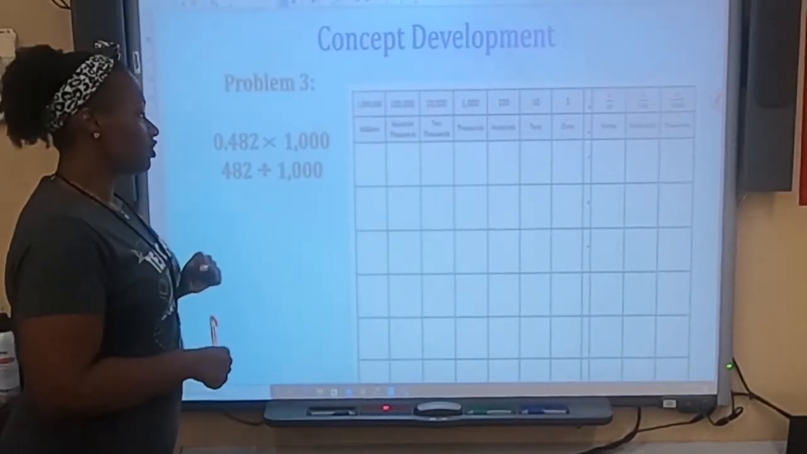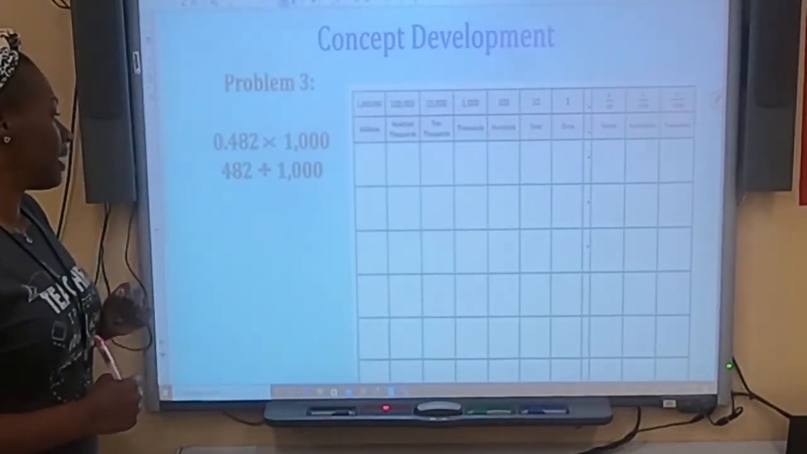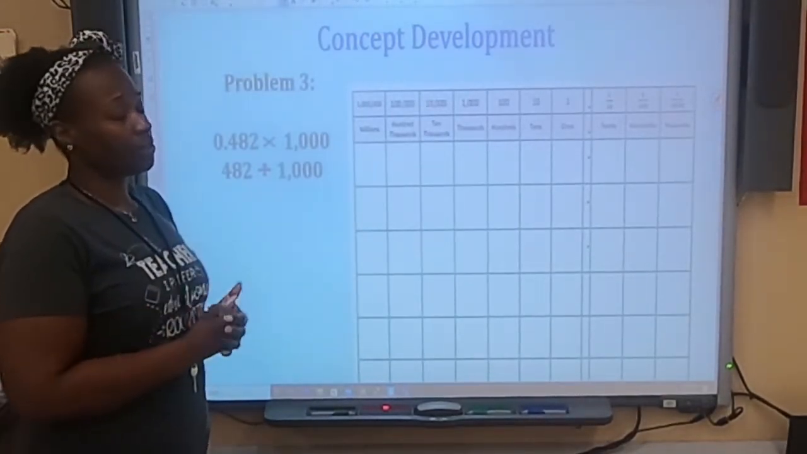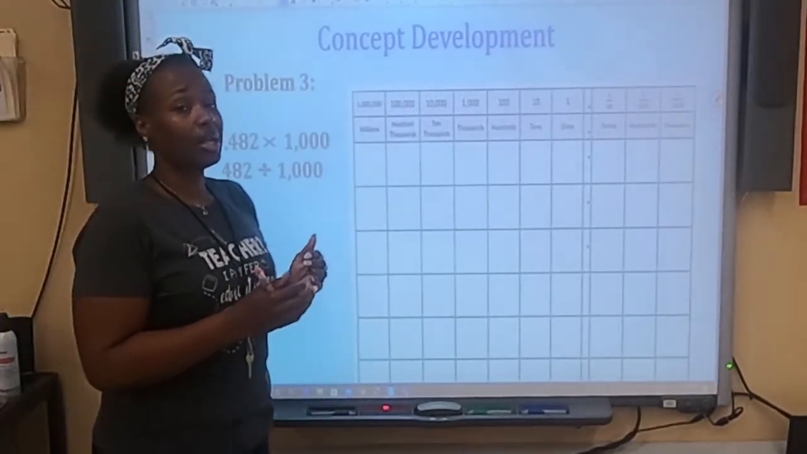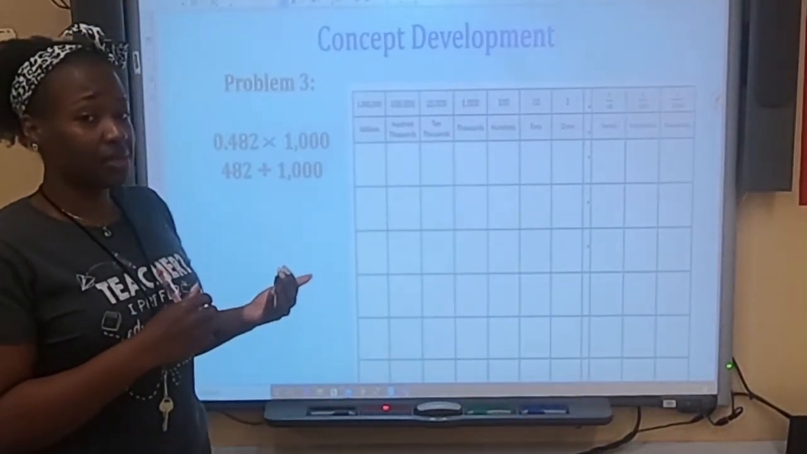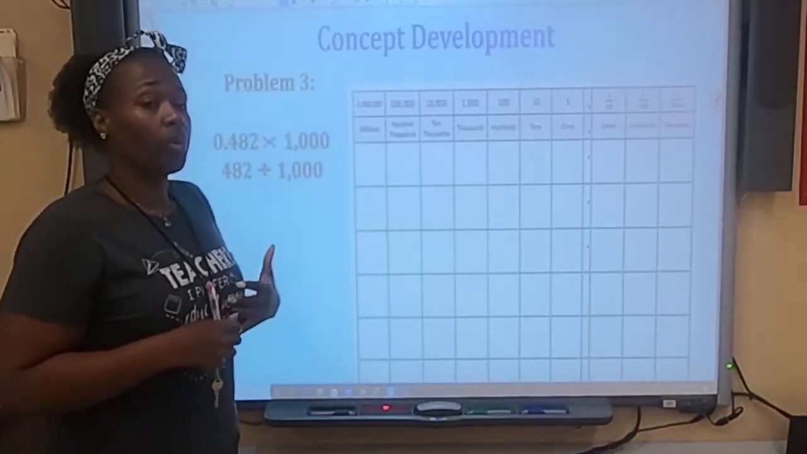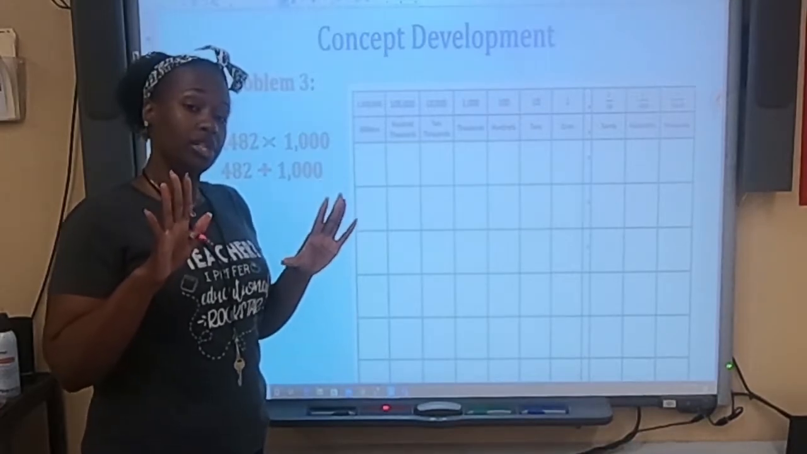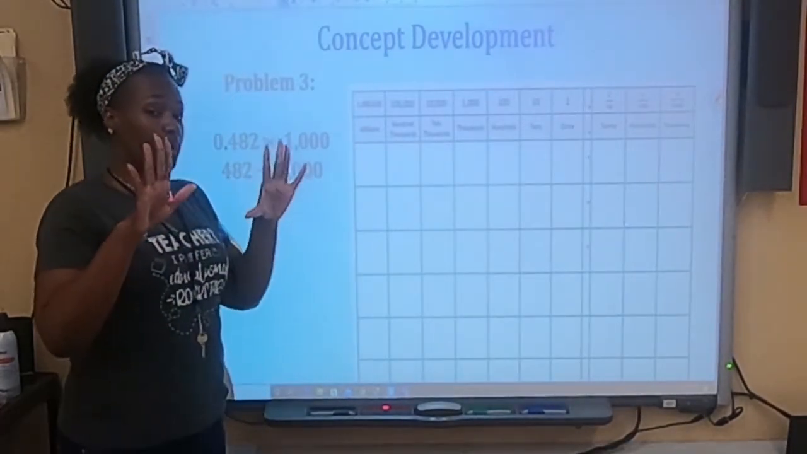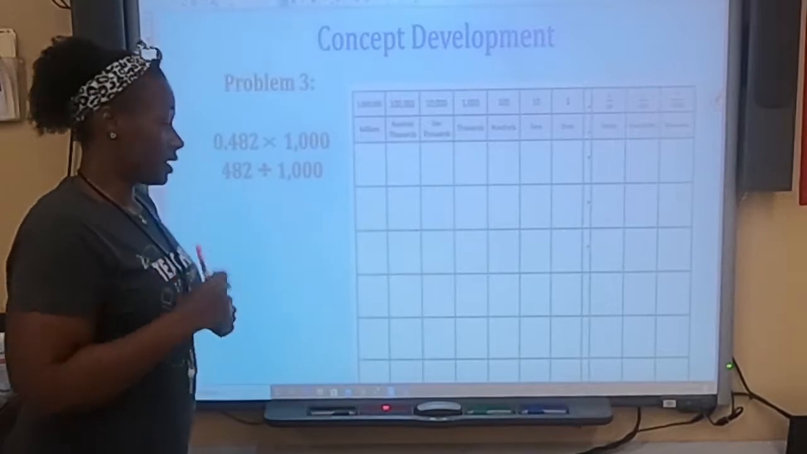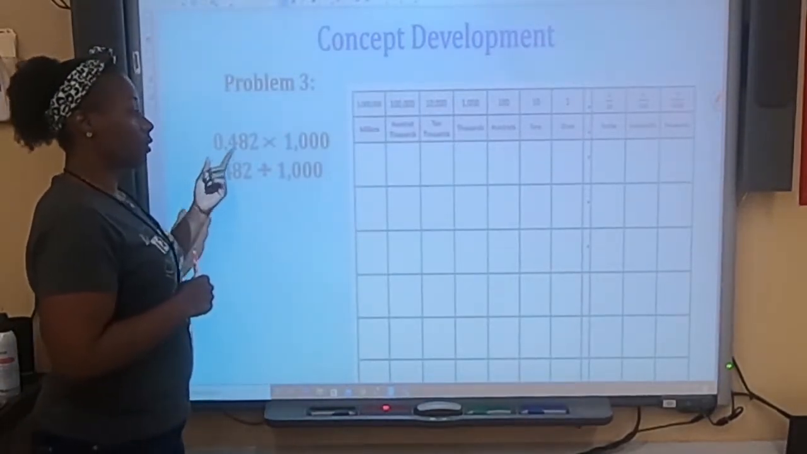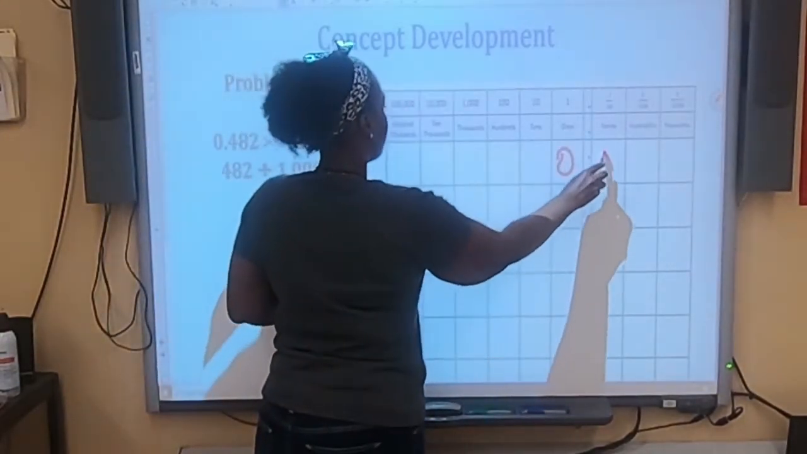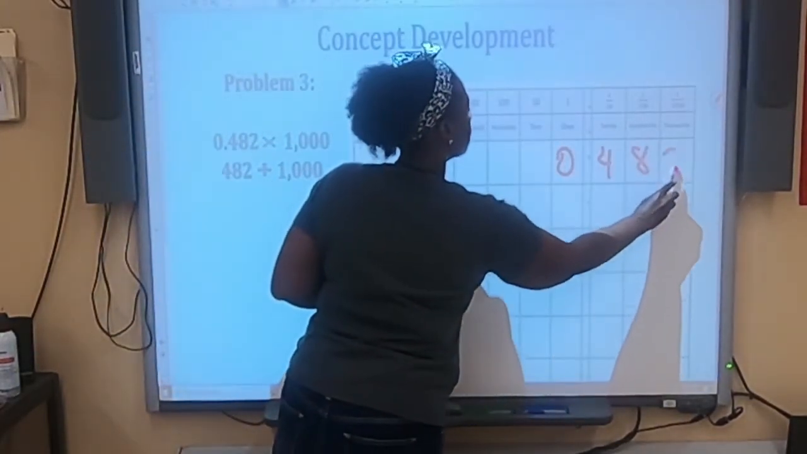All right, so now let's try multiplying and dividing by 1,000. Steps still aren't changing. Multiplication still takes my digits to the left. Division still takes my digits to the right. When we use 10, we shift it 1 time. When we use 100, we shift it 2 times. So when I use 1,000, we're going to shift 3 times. So I start by writing my number on my place value chart. I need 0 ones, 4 tenths, 8 hundredths, 2 thousandths.